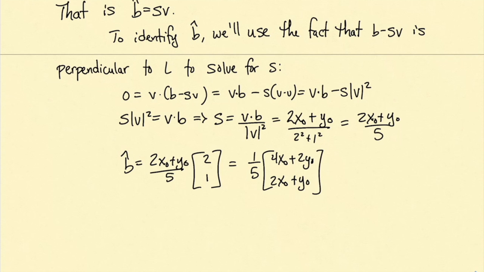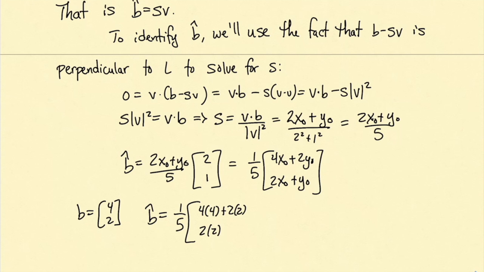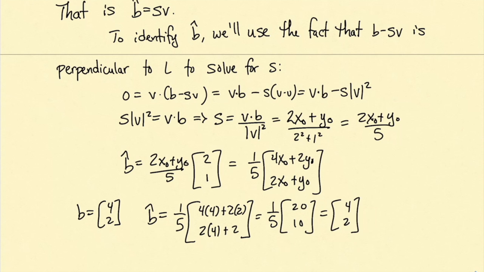So for example, if our original vector b had coordinates 4 and 2, b hat is 1/5 times (4 times 4 plus 2 times 2, 2 times 4 plus 2 times 2), which is 4, 2 itself, which of course is exactly what we would expect because this vector lies on the line y equals 1/2 x.